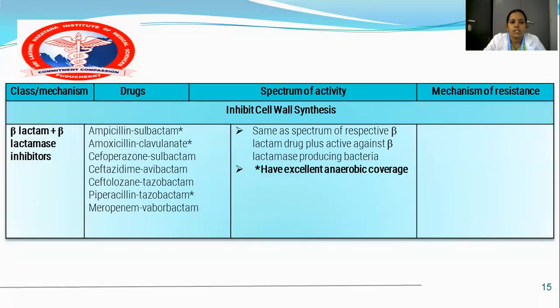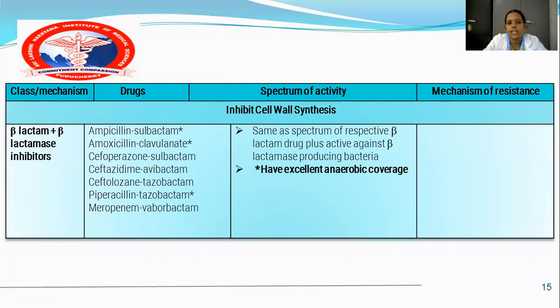Then beta-lactam plus beta-lactamase inhibitors, already told: ampicillin-sulbactam, amoxicillin-clavulanate, ceftriaxone-sulbactam, ceftazidime and avibactam, ceftolozane and tazobactam, piperacillin-tazobactam, meropenem and vaborbactam. Mostly these are used as second line drugs also. Those marked with an asterisk have excellent anaerobic coverage. Same spectrum as the respective beta-lactam drug, plus active against beta-lactamase producing bacteria.